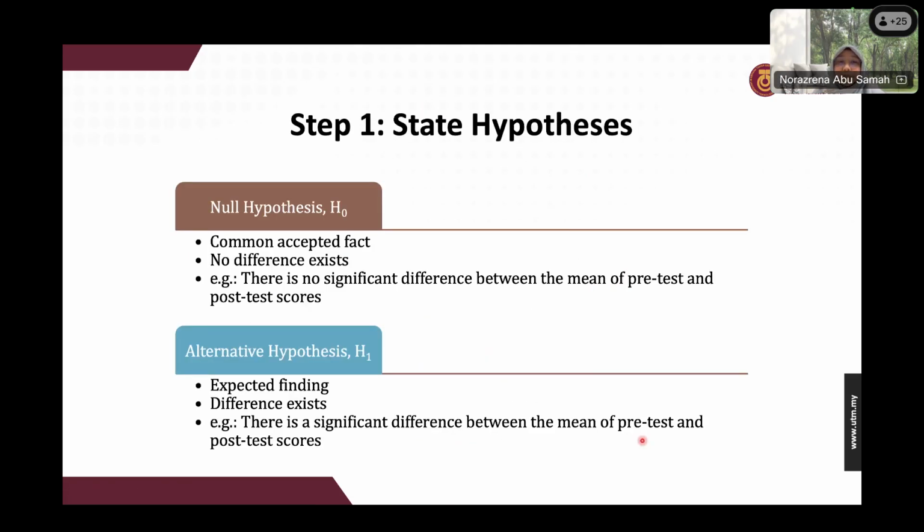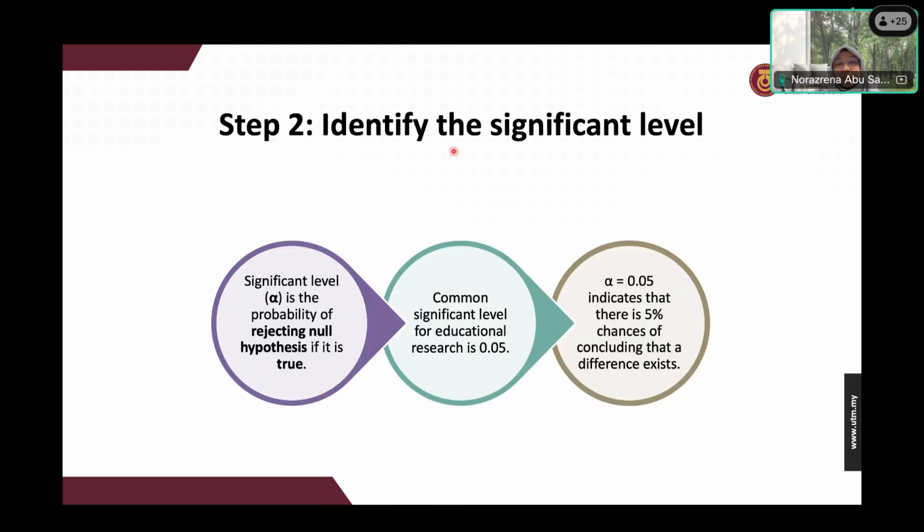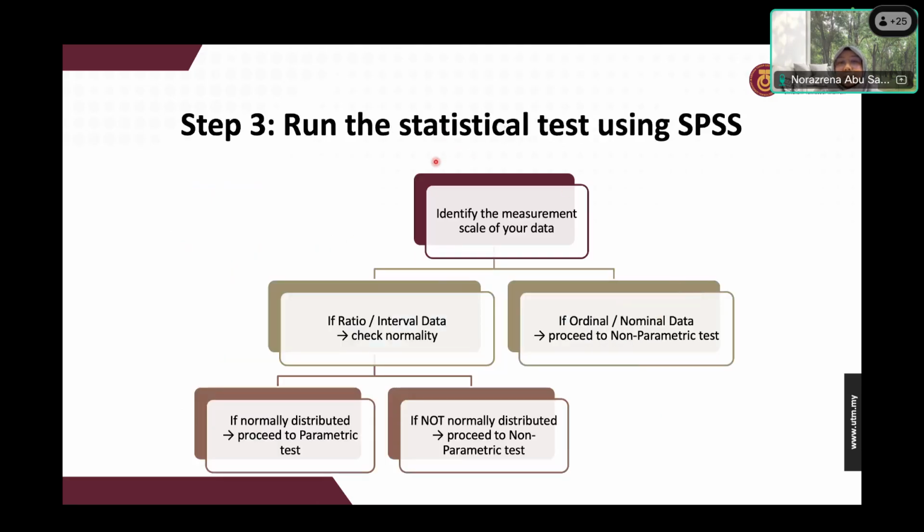So how to do the hypothesis testing. To do the hypothesis testing, of course, the first one is to state the hypothesis. So you must have a null hypothesis and an alternative hypothesis in your thesis. Then the next one, identify the significance level. As I mentioned before, your alpha is 0.05. And then run the statistical test.